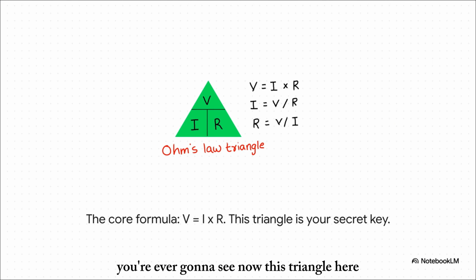Now this triangle here, this is your secret weapon. Seriously, it's such a powerful little memory tool. All you do is cover up the thing you want to find. Need the voltage? Just cover the V and you're left with I times R. Need to find the current? Cover up the I, and you see it's V divided by R. It's awesome. If you know any two of these, you can find the third in a heartbeat.